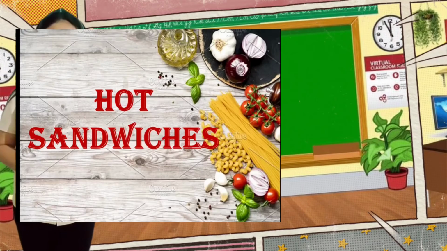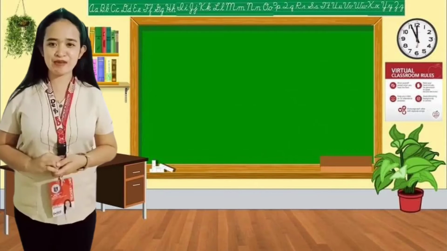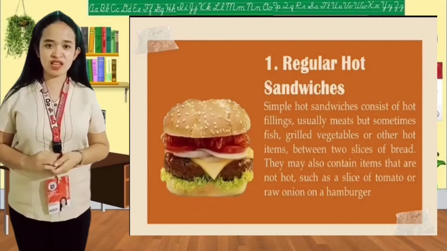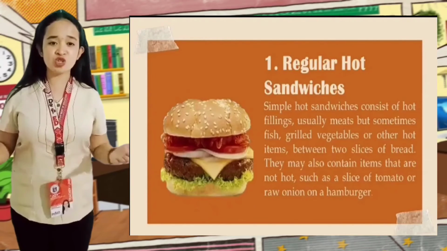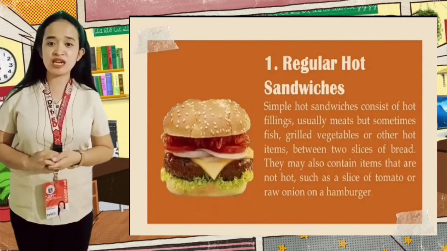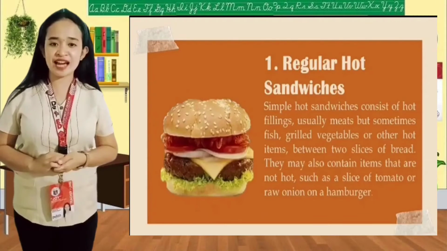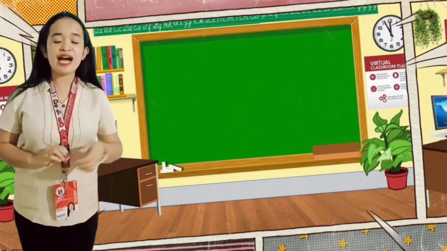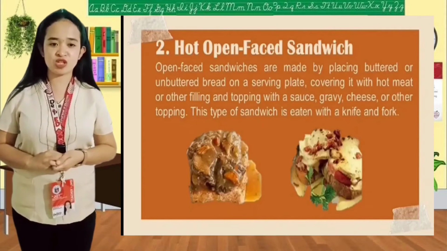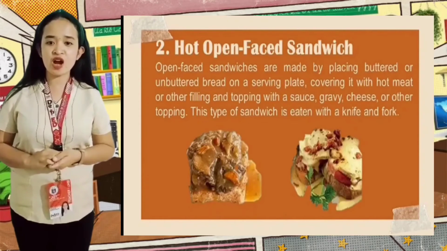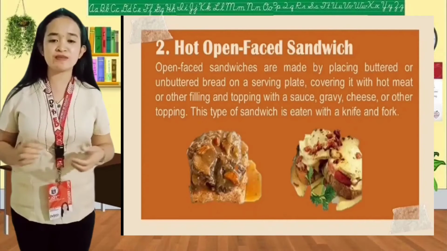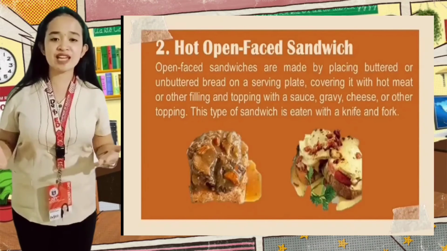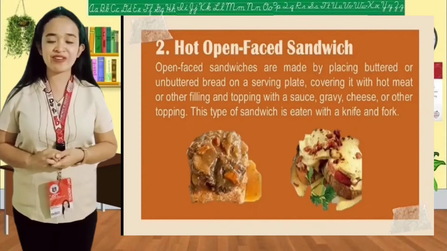Next is the hot sandwiches, and here are the different types of hot sandwiches. Number 1, regular hot sandwiches. It consists of hot fillings, usually meats but sometimes fish, grilled vegetables or other hot items between 2 slices of bread. Number 2, hot open face sandwich are made by placing buttered or unbuttered bread on the serving plate, covering it with hot meat and other fillings. This type of sandwich is eaten with a knife and fork.